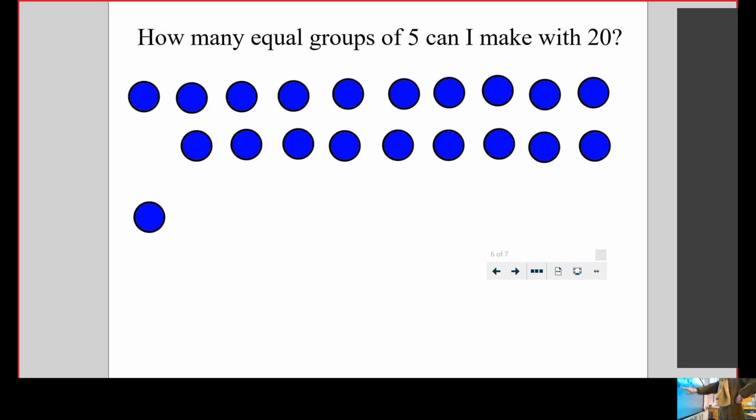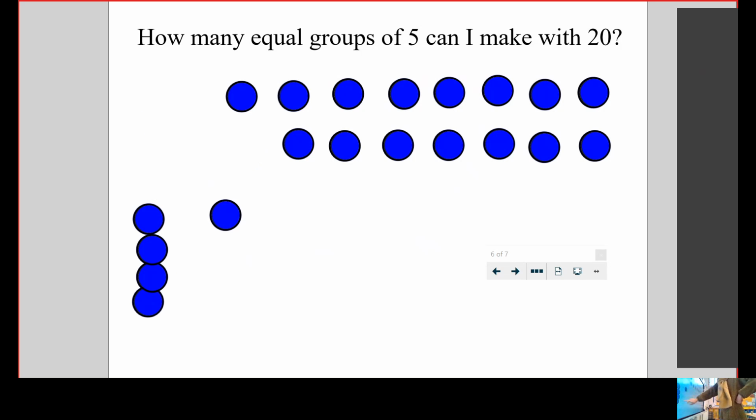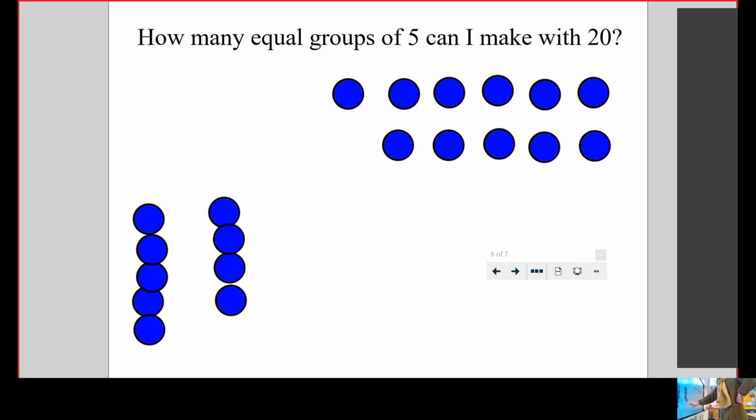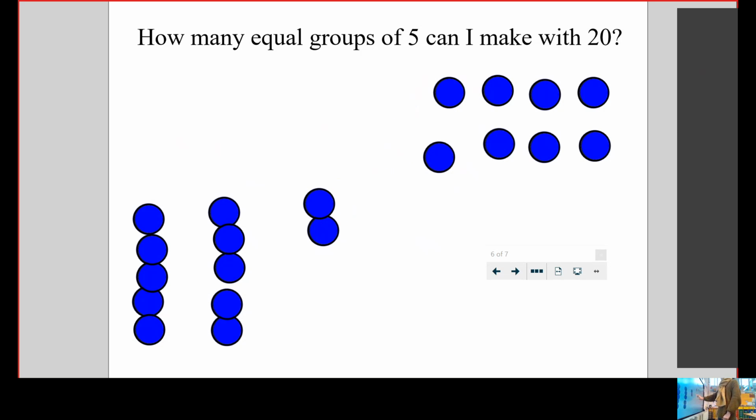Okay, so again, I'm going to make it into equal groups of 5. So I can't put more than 5 in my group, and I can't put less than 5 either. It's got to be exactly 5 because we are grouping equally. So that's one group. 1, 2, 3, 4, 5. Let's do another group. 1, 2, 3, 4, 5.